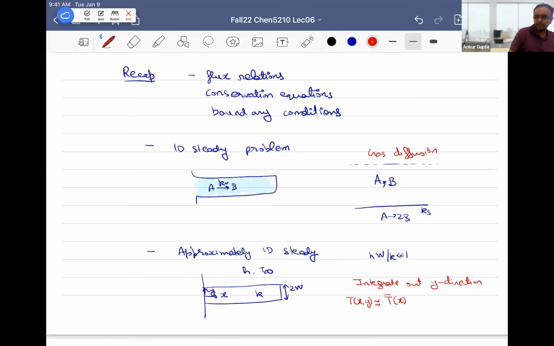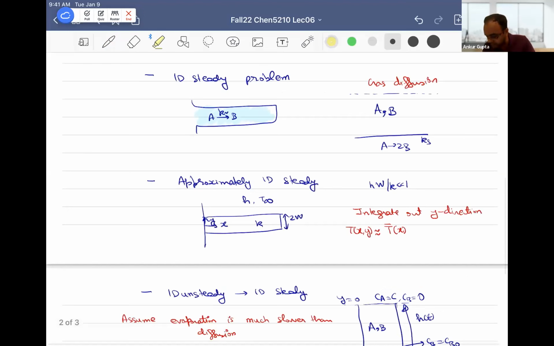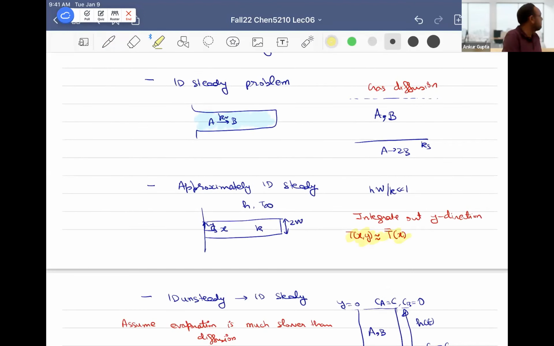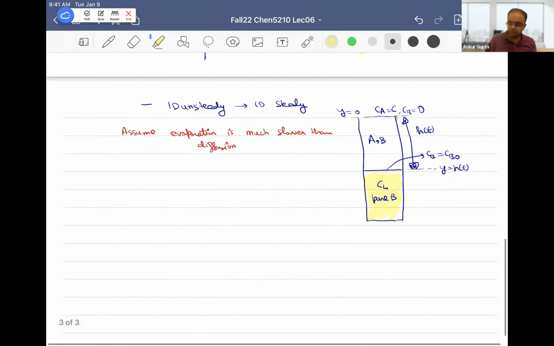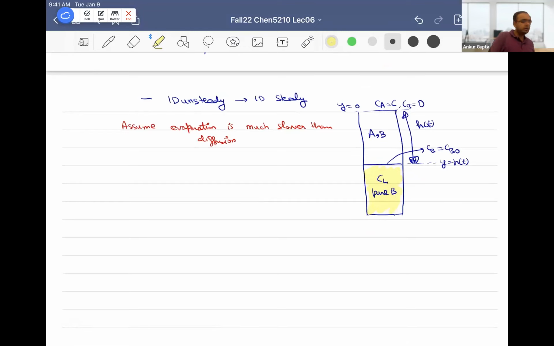Just to remind you, the main idea behind this problem was that when Hw/k is less than 1, we can use a boundary condition and ignore the variations in y. That really meant that the temperature in x and y can be approximated by an average temperature in x. That was the main assumption that allowed us to make a 1D problem out of it. The second problem we started, which we did not finish, is what I want to do now: we discuss the 1D unsteady problem and how we can make it 1D steady.